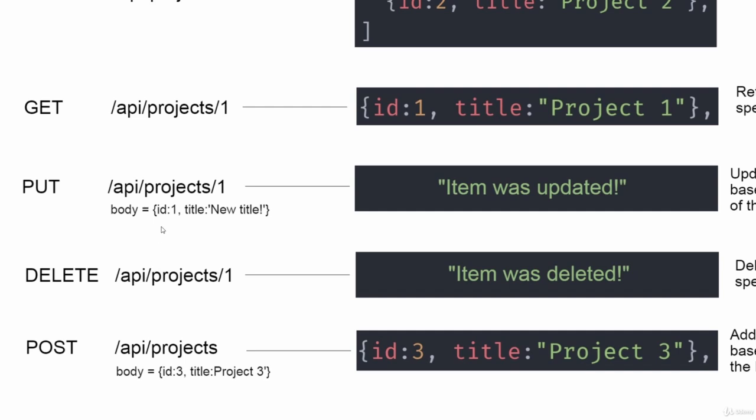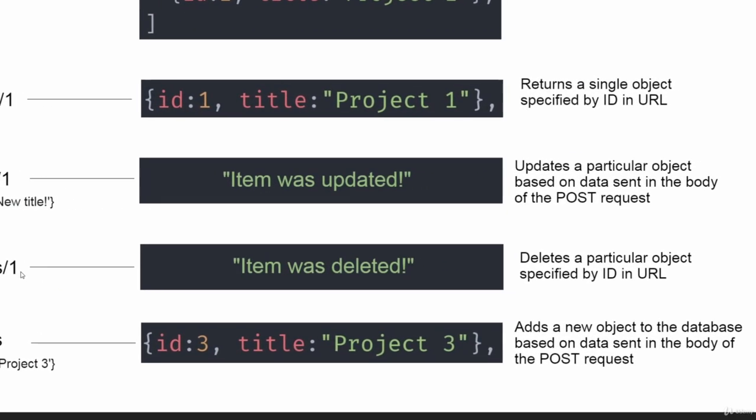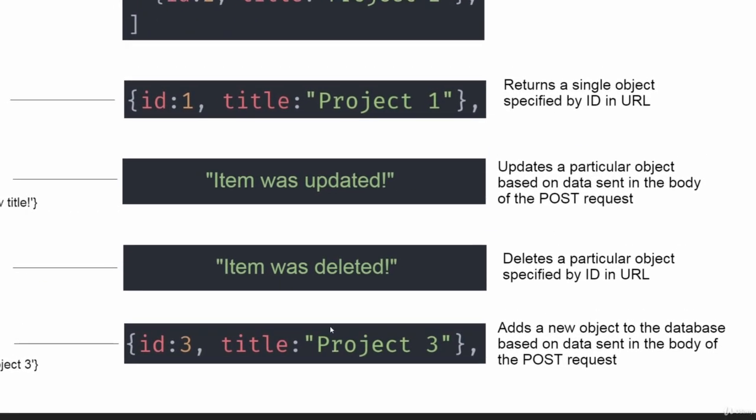Now, if we wanted to delete something, same URL, look at that, API projects 1. And if we send a delete method, that's the HTTP method, this project is now deleted. And I have all these explanations right here.